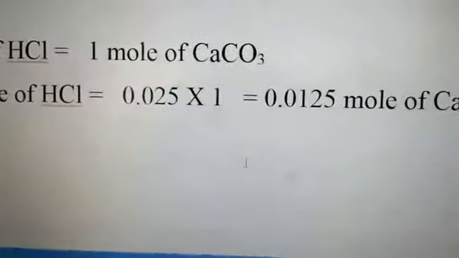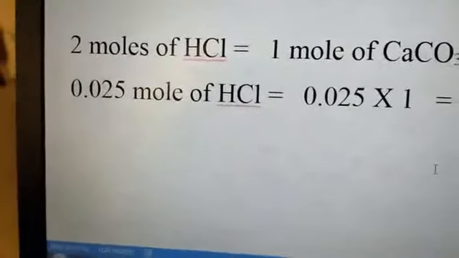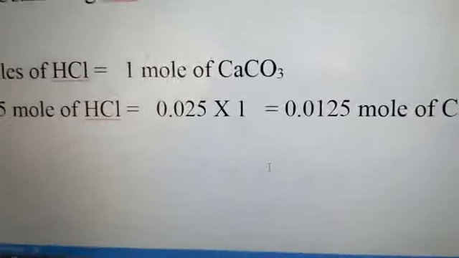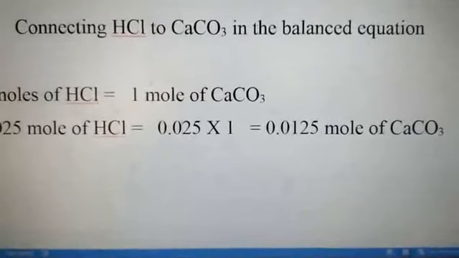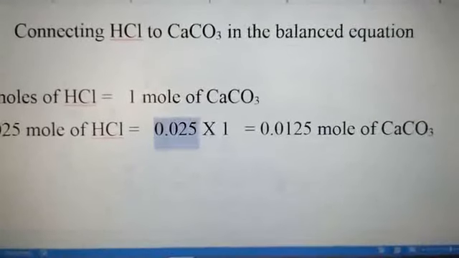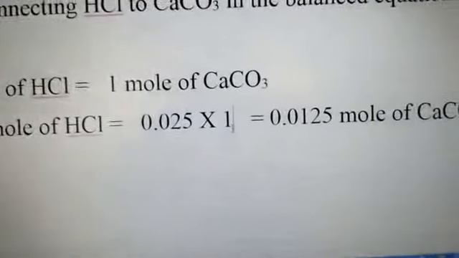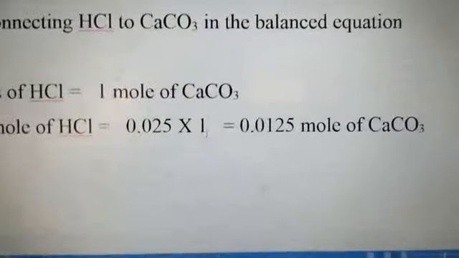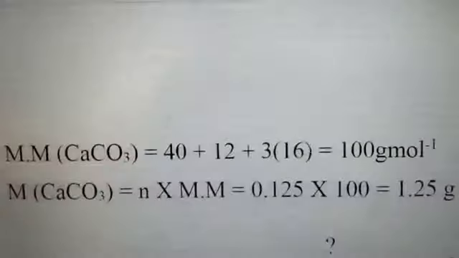So that should be 2 under 0.025 times 1. By proportion, it should be 0.025 times 1 all over 2. So 2 is missing there. Don't forget to imply it. That should be 2 under this expression. So although the answer is correct, it's an omission. So we have 0.0125 mole of the marble or calcium carbonate.